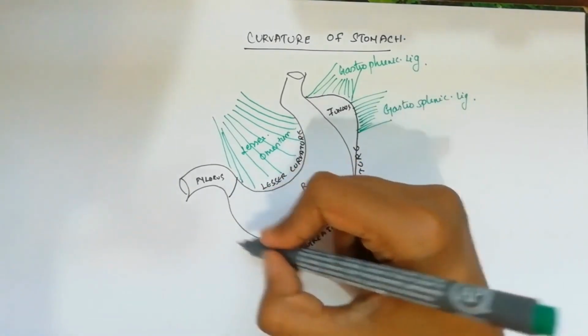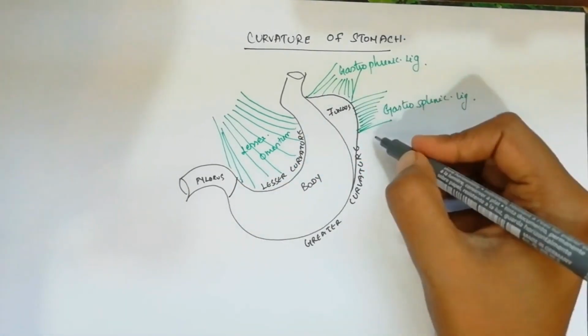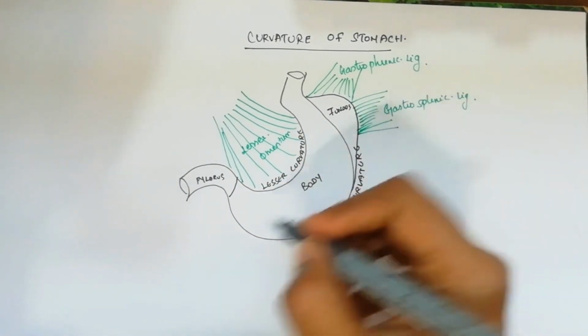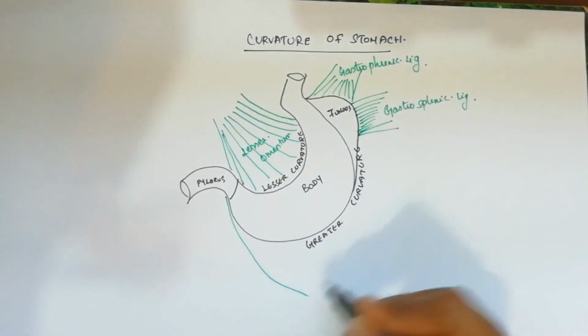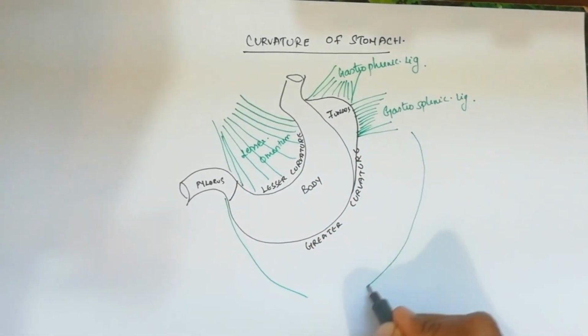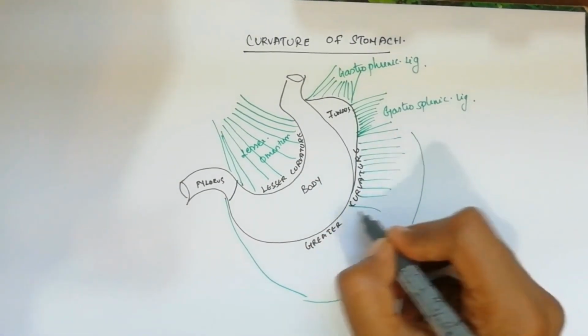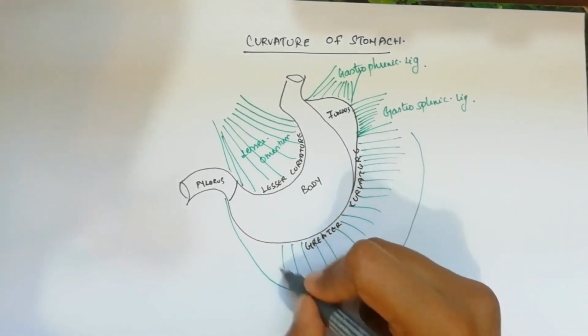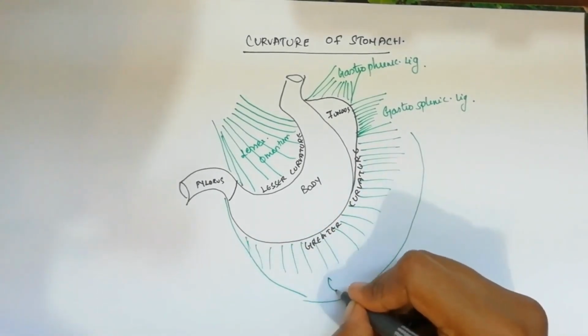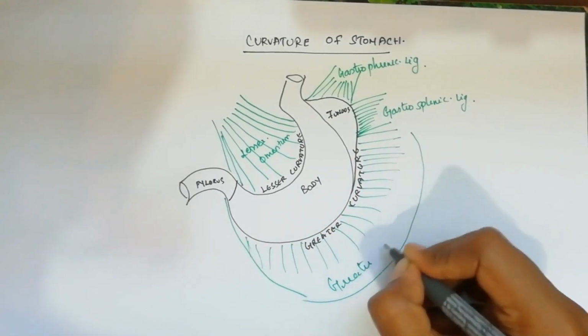And the remaining part of the curvature, the whole of the vast area, is giving attachment to the whole of the greater omentum. So this whole region is giving attachment to a ligament called the greater omentum.